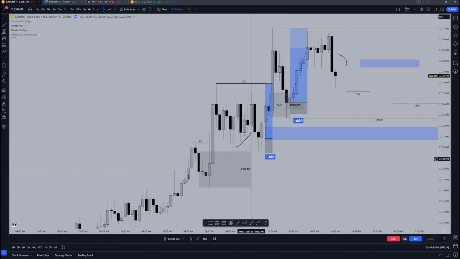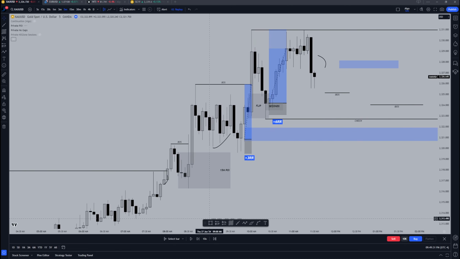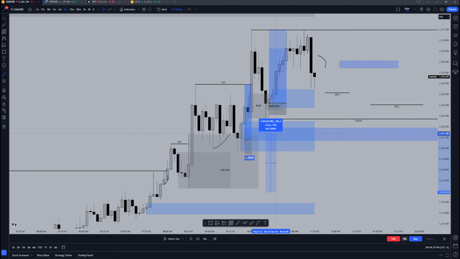If we went on the 5-minute, you wouldn't be able to see this demand, right? You could, right? This is a 5-minute, but look how big it is. This is massive, right? You also want to know your pair. So I know for gold, 0.24% of gold or 54 pips is huge. This is a huge zone. I would never trade on lower time frame off a zone this huge.